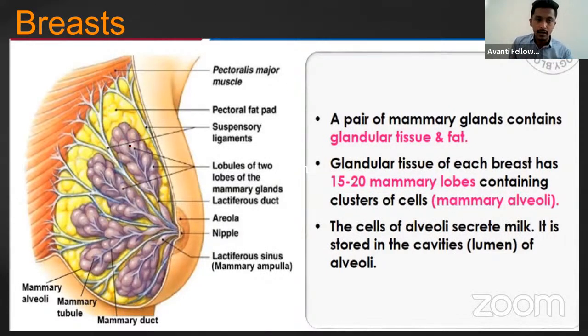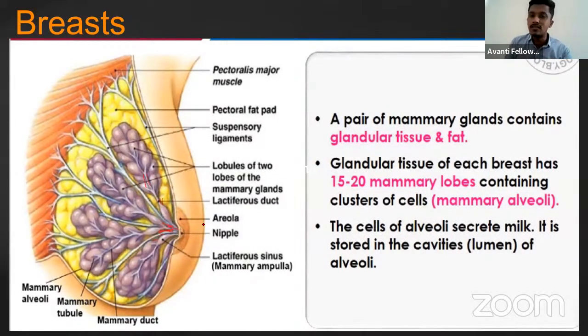You can see here, from the lumen of the alveoli, the milk is taken into some of the ducts. So we have the mammary ampulla and we have the lactiferous duct. You can see here it becomes wider and wider. Lactiferous ducts lead into a wider mammary ampulla. Ampulla, as I told you, is like a funnel. These funnels will lead into the nipple. From there, the milk is sucked out by the baby.